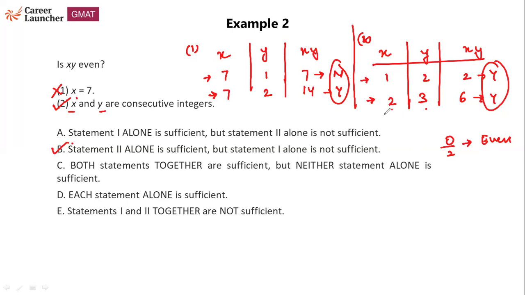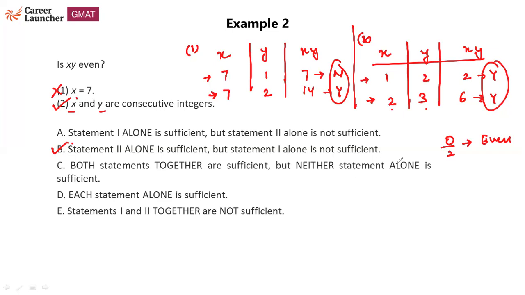Yes, Dhatri. So I wanted to ask, why I think C is also correct is because X is 7, and if I'm taking X and Y as consecutive integers, then if I do 7 into 6, that's 42, coming to an even number. And even if I do 7 into 8, that's again coming to an even number.